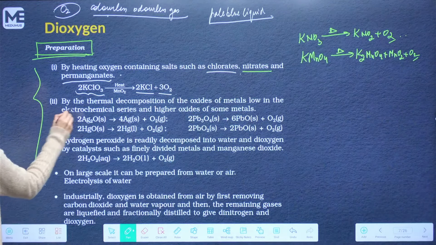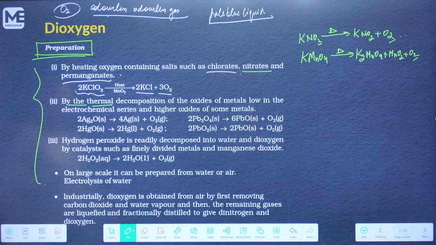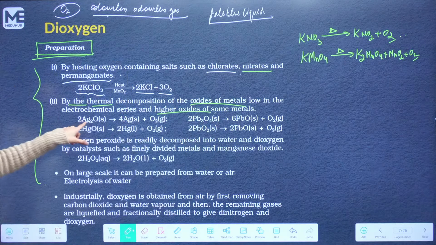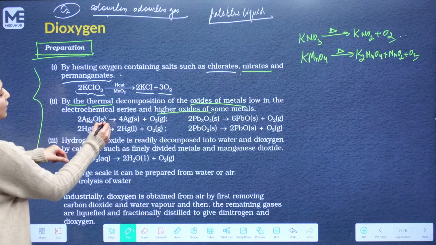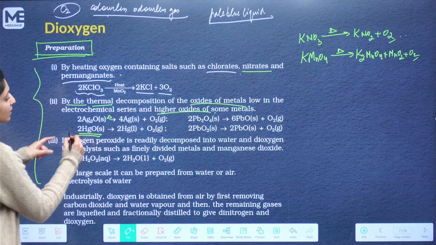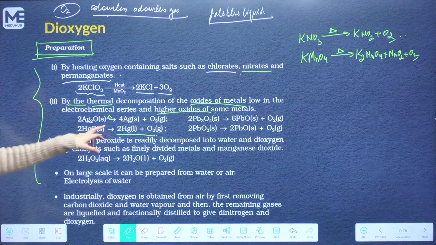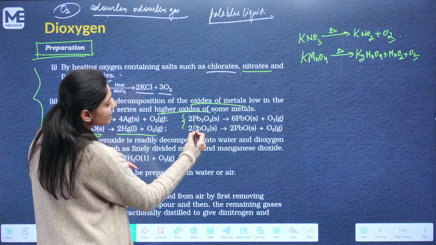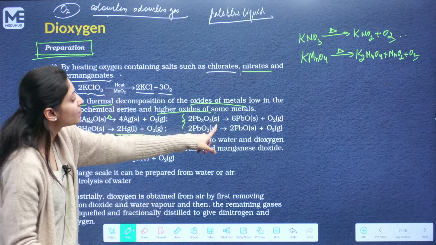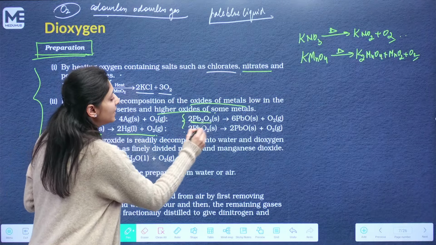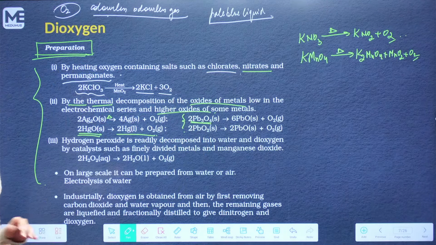Now it is also found that thermal decomposition of the oxides of metals, and higher oxides of some metals. So silver oxide on thermal decomposition gives silver and oxygen. With mercury, it's the same case. HgO gives Hg and oxygen. Higher oxides of lead on thermal decomposition give PbO and O2. This is a mixed oxide of lead. We'll just talk about it shortly.